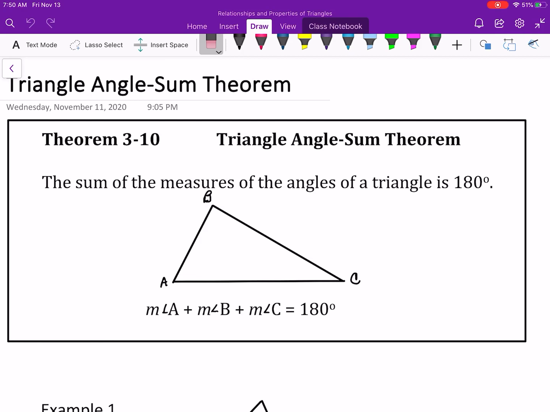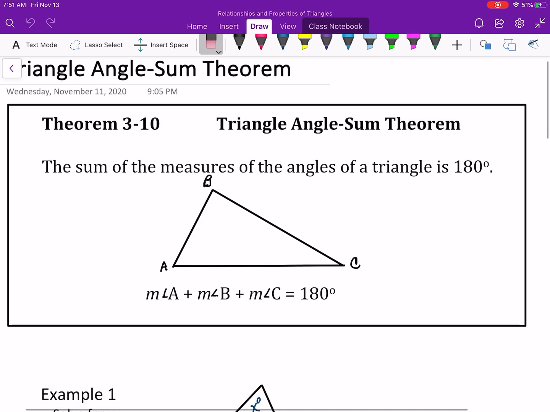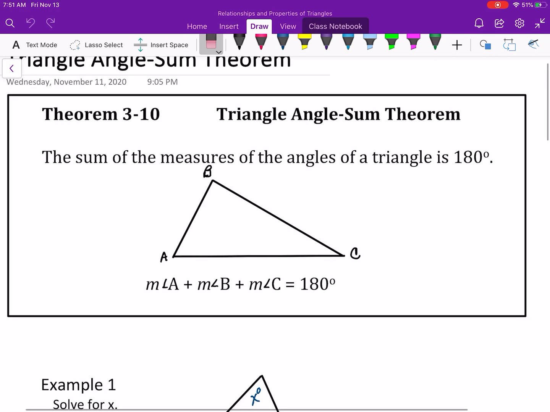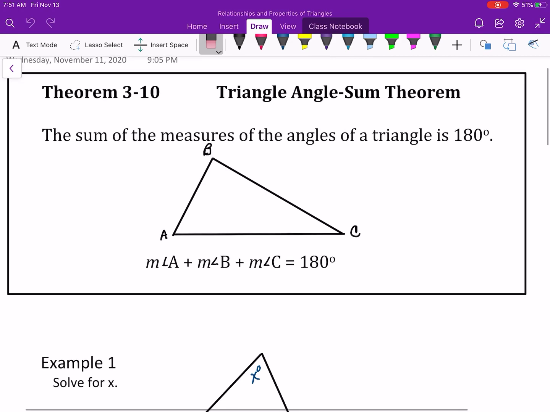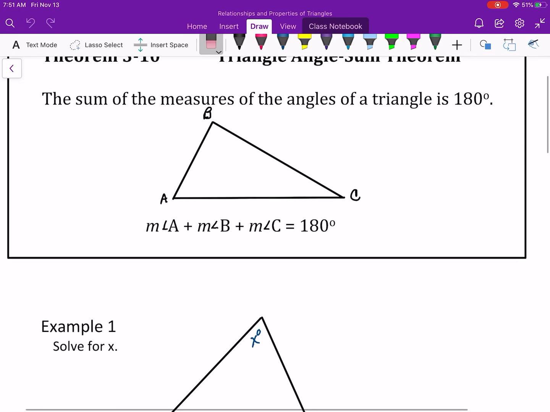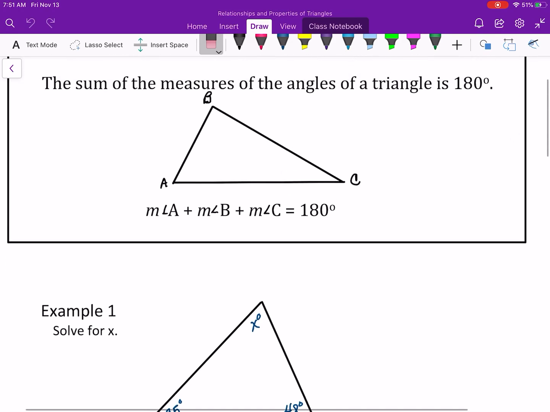Theorem 310, the triangle angle sum theorem, says that the sum of the measures of the angles of a triangle is 180 degrees. Again, probably something you already know. We're just stating it formally today. And then Monday we will prove that theorem so that it is not just something we're telling you, but something that you have seen why it works the way it does. For today, we're going to practice using this thing.